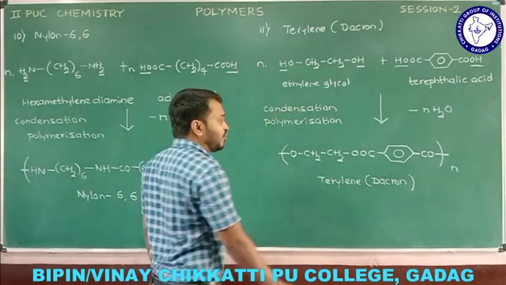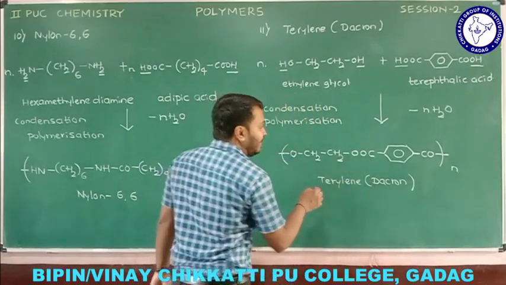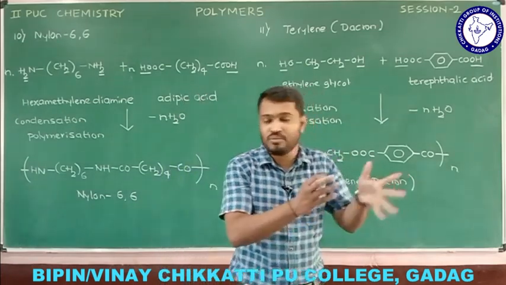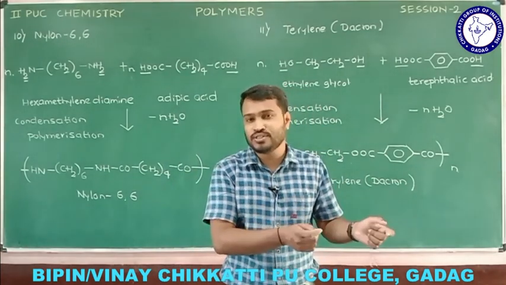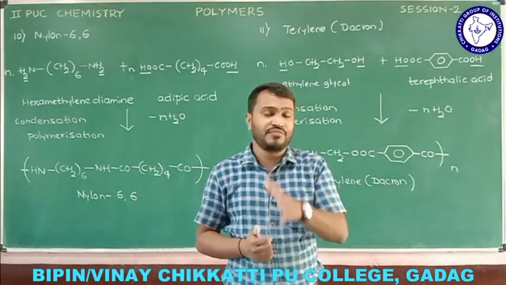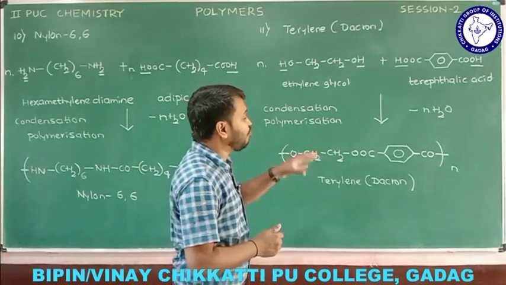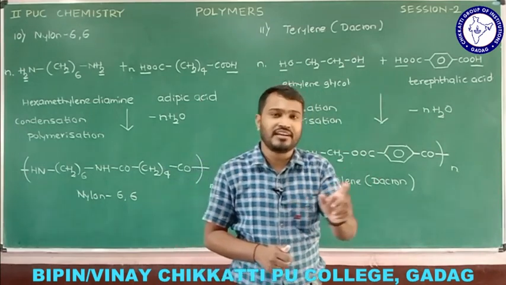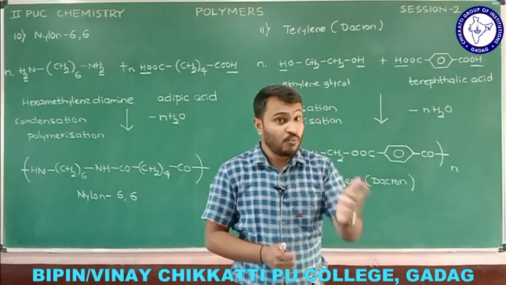Just observe here, the linkage will be COO. If we have a COO linkage, we call it an ester linkage, and the polymer we call a polyester. That's why terylene or Dacron belongs to a kind of polymer that we call a polyester. And I told you one concept, that a polyester can be defined as a polymer whose repeating units are linked by ester bonds. One more we have.